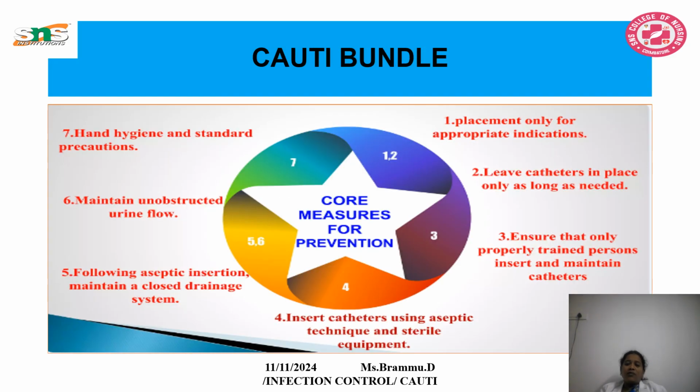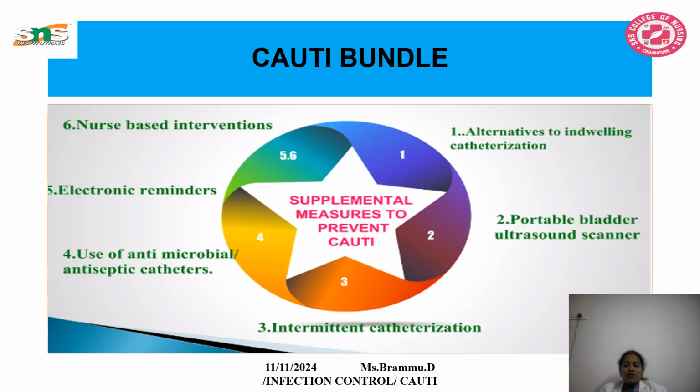So here the CAUTI bundle we can divide into core measures and supplemental measures. The core measures are what we do before insertion, and the supplemental measures are after insertion. In core measures we focus on the aseptic technique, how the sterile articles are to be used, whether we have to delay the insertion, or whether we can use a female condom or male condom for a client, or use a diaper, or use intermittent catheterization, that is, delaying the insertion of the catheter.